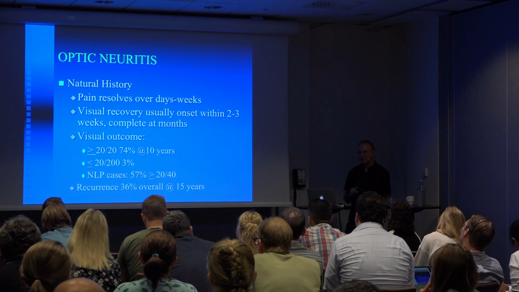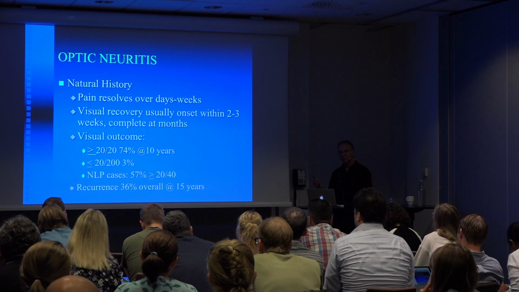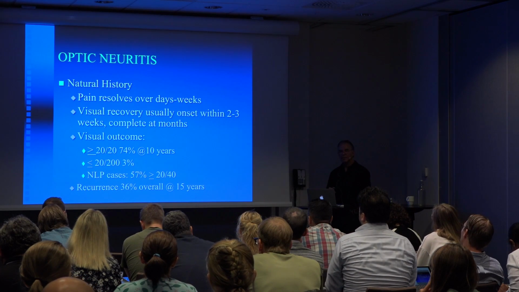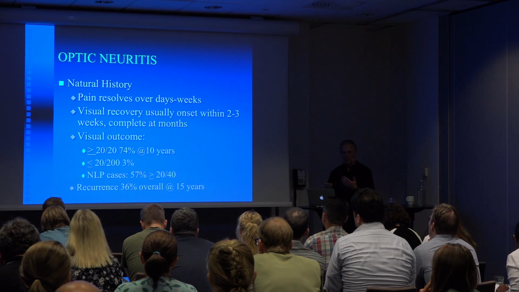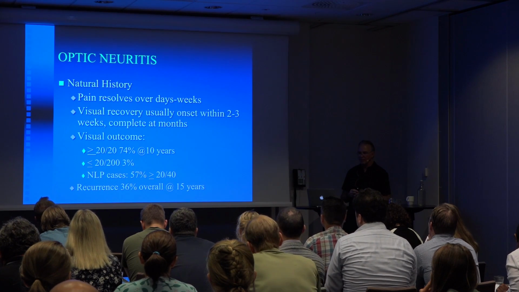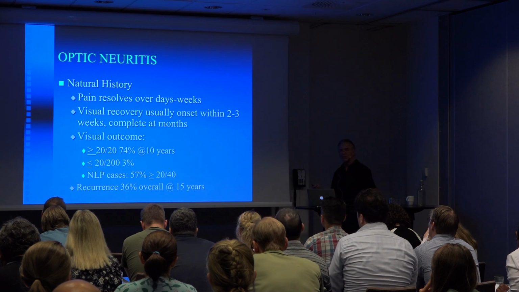So what happens with this type of optic neuritis? Well, usually the pain will resolve over days to weeks. Vision starts to recover within a few weeks usually, and it's going to end up within a month or two. And the visual outcome is usually quite good.